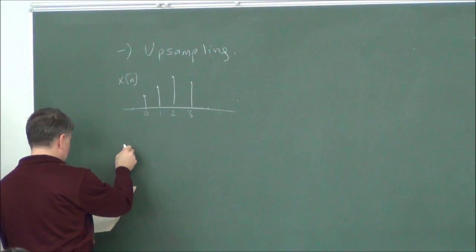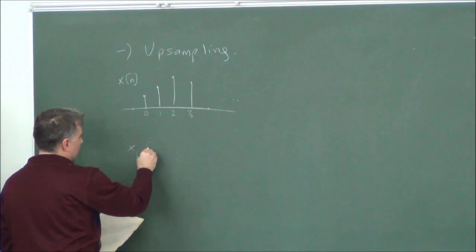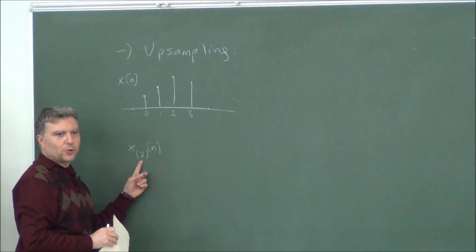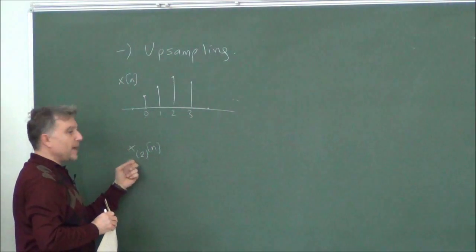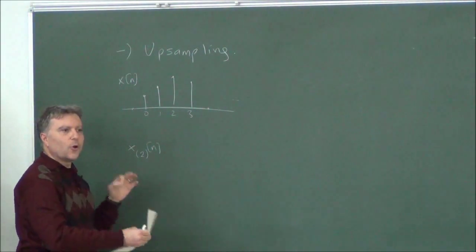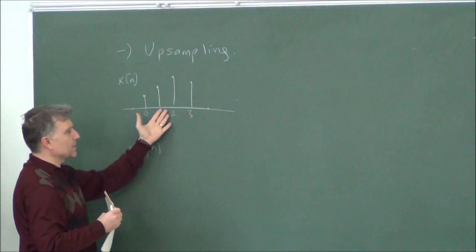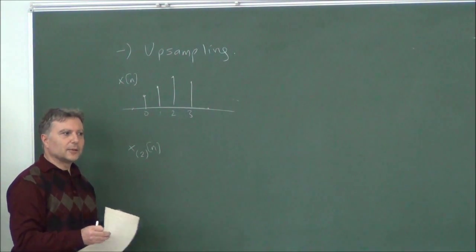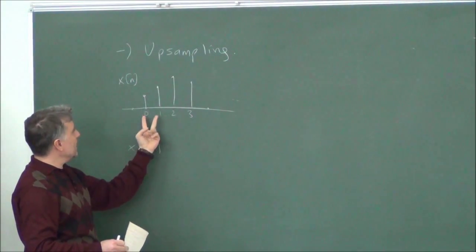We will notate the upsampling like this with a subscript of an integer value. Let's call it 2, x sub 2 of n. It means I am trying to upsample this signal by a factor of 2. It's like stretching, making a longer signal from this. But it is discrete time. How can you make a discrete time signal longer? The separation between these two is an integer 1.